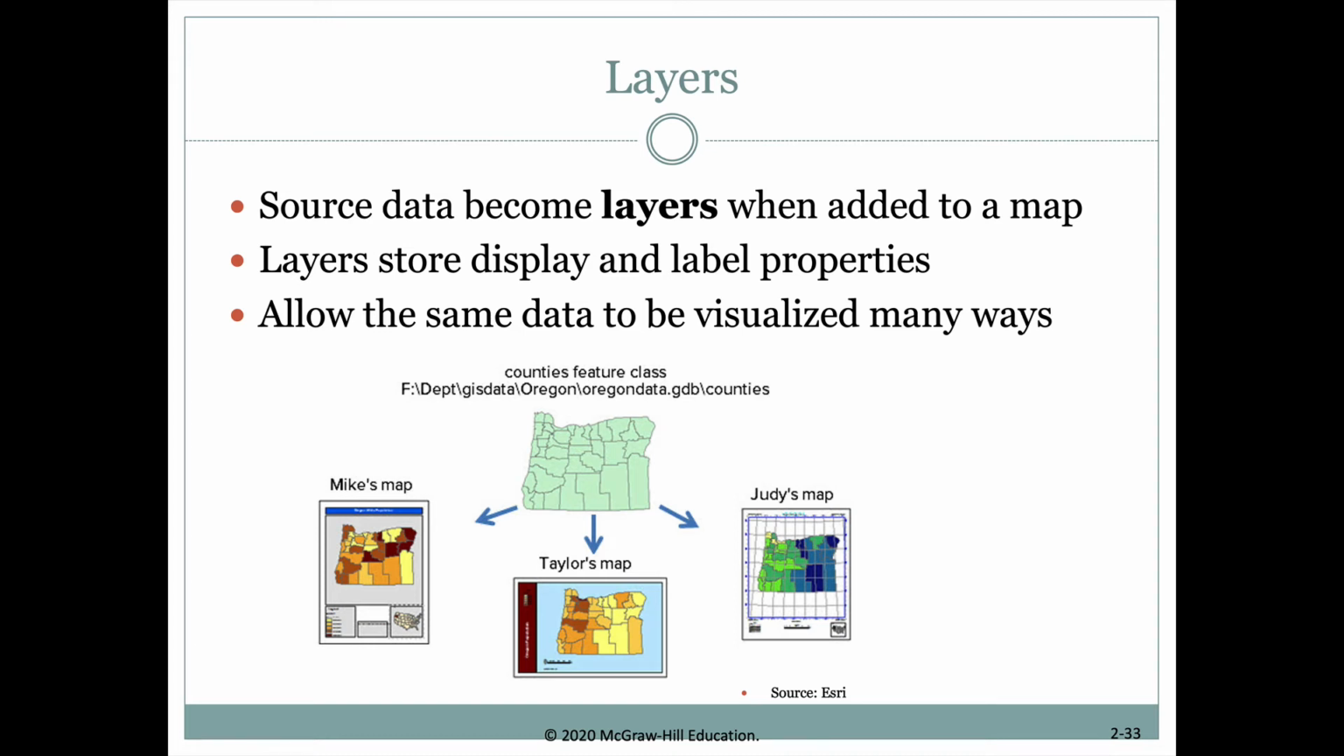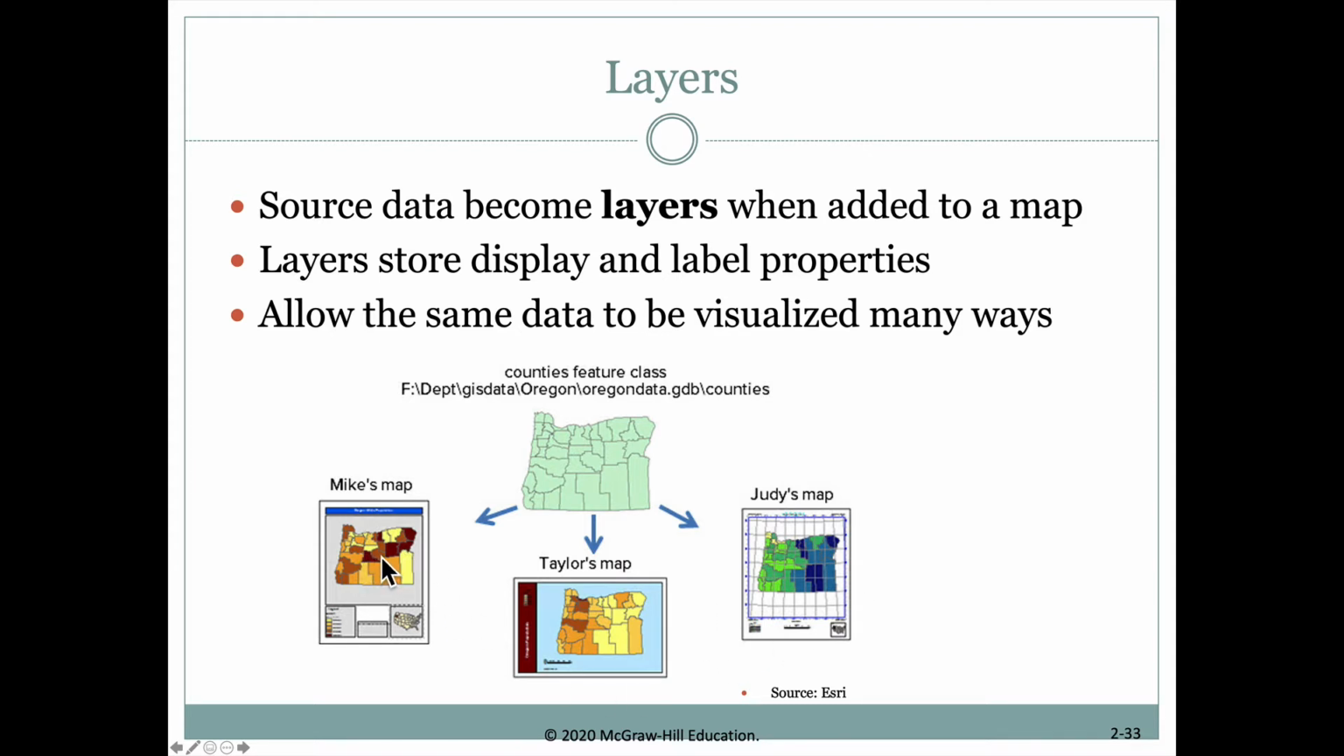As we move from data into symbolized maps, it's important to keep in mind this idea of layers. If we start with GIS data, such as this data on the counties in the state of Oregon, this data can be used to make any number of different maps.